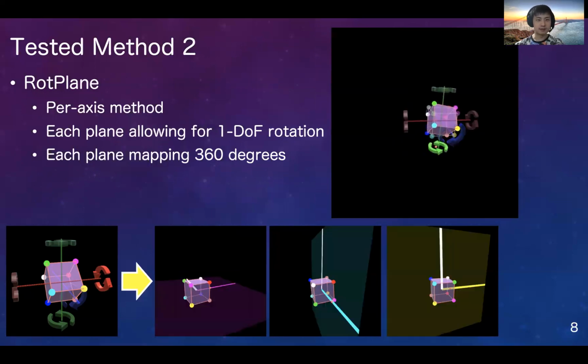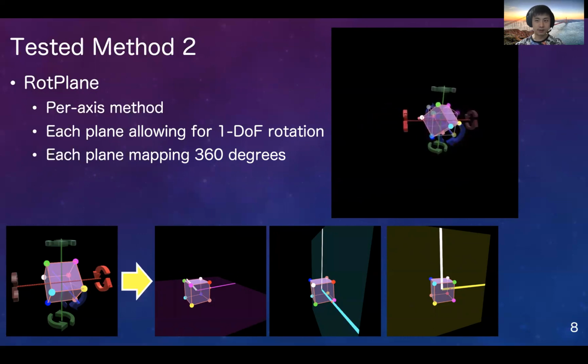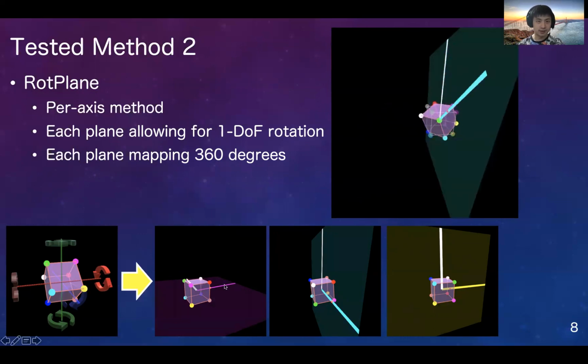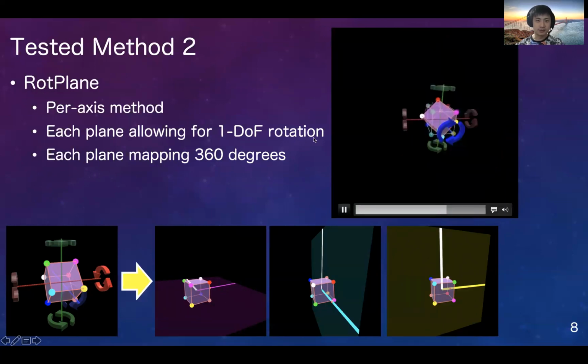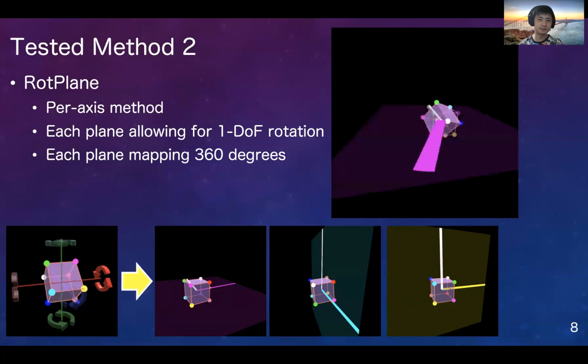The second method is RotPlane, which is also a per-axis rotation method. After selecting the rotation direction, the user will get a plane for performing the rotation. The white bar on each plane represents the original orientation, and the rotation is acquired based on the angular offset from the white bar.